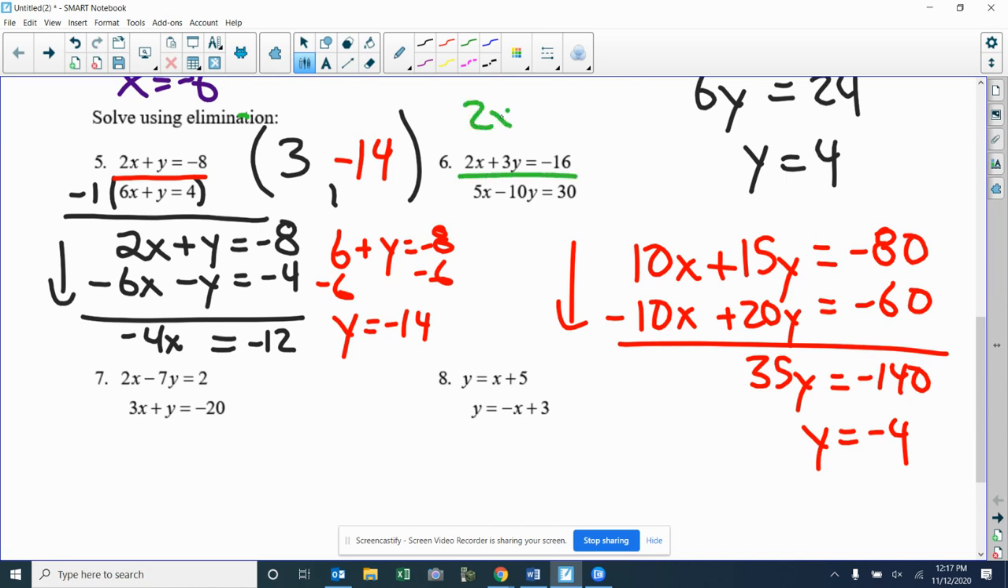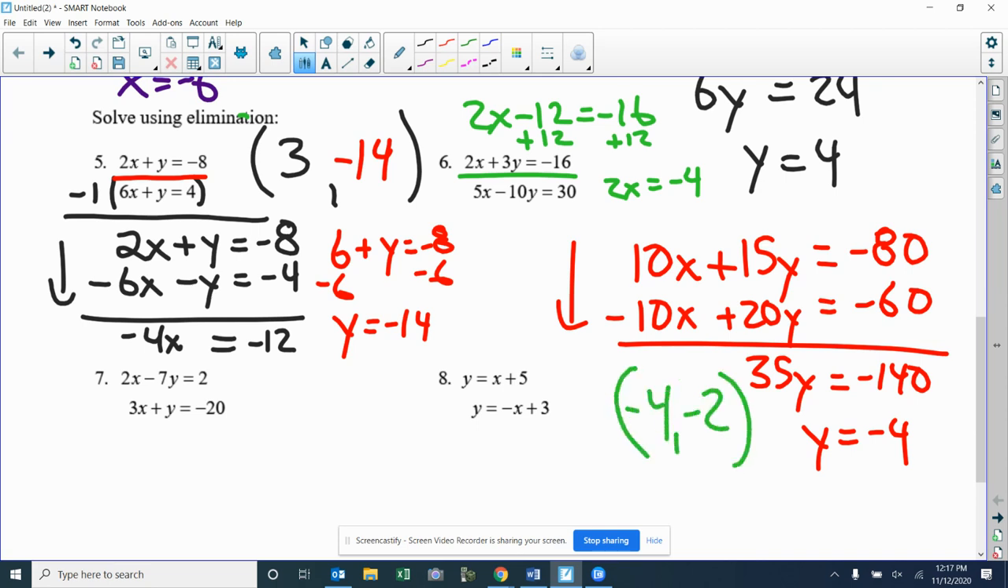So I'm gonna have 2x minus 12 equals -16. Is everybody okay with that? If I plus 12 on this side, I'm gonna get 2x equals -4, divide by 2, I'm gonna get my x at -2. So -4, -2 is the answers for 6.